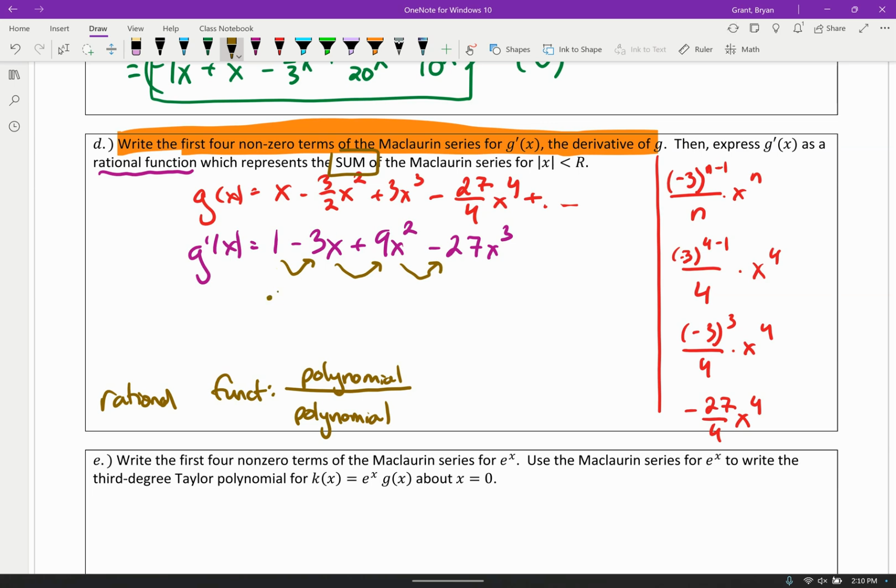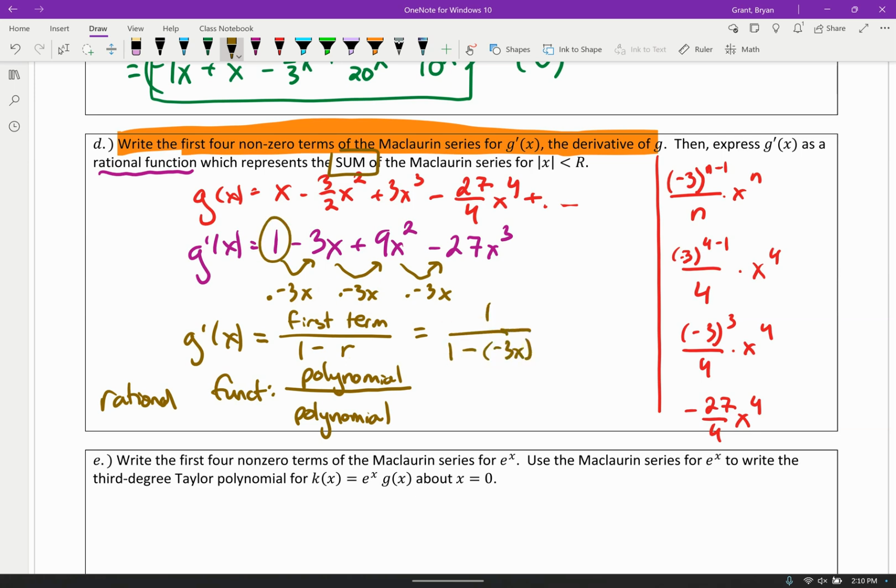Well, to get from 1 to negative 3x, I think you multiply by negative 3x. Is that consistent all the way through? It looks like it. Yeah, I think every time we multiply by negative 3x. That's good, because now we can find the sum of this series. We can say our sum is the first term, and I'll write it out for you, over 1 minus that common ratio. Well, the first term is 1, and the common ratio was negative 3x. So this actually simplifies to 1 over 1 plus 3x. Does that fit the form of a rational function? Sure. There's a polynomial up here, and there's a polynomial down there.